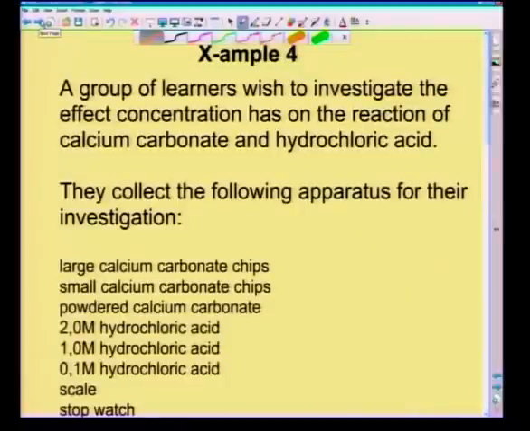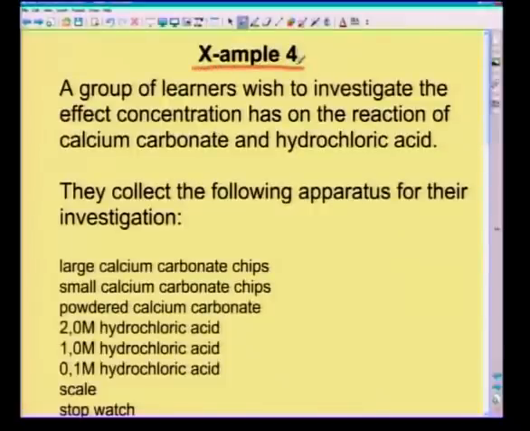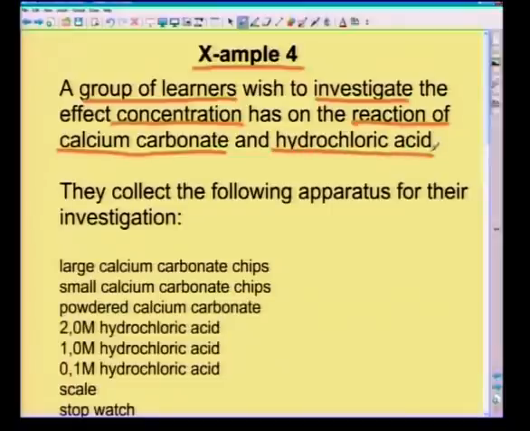Okay, now let's move on and look at another example. This will be example 4. Example 4 is a question based on investigation, of course. It says, a group of learners wish to investigate the effect of concentration. So it's concentration that they want to know about. They want to know what effect it has on the reaction of calcium carbonate and hydrochloric acid.